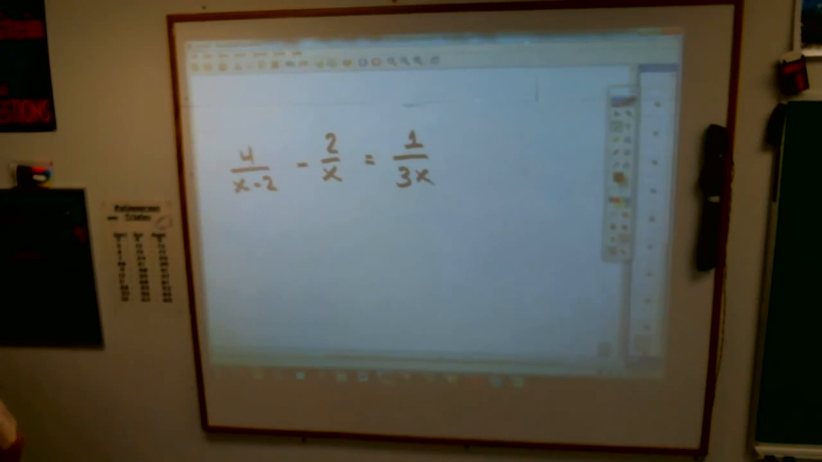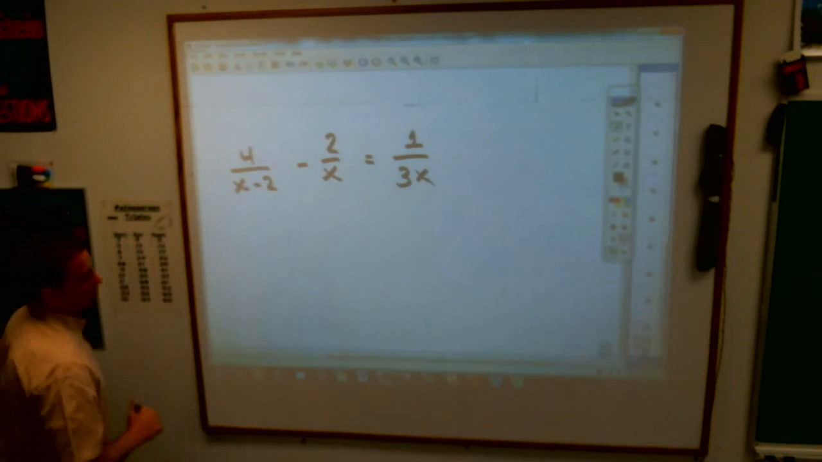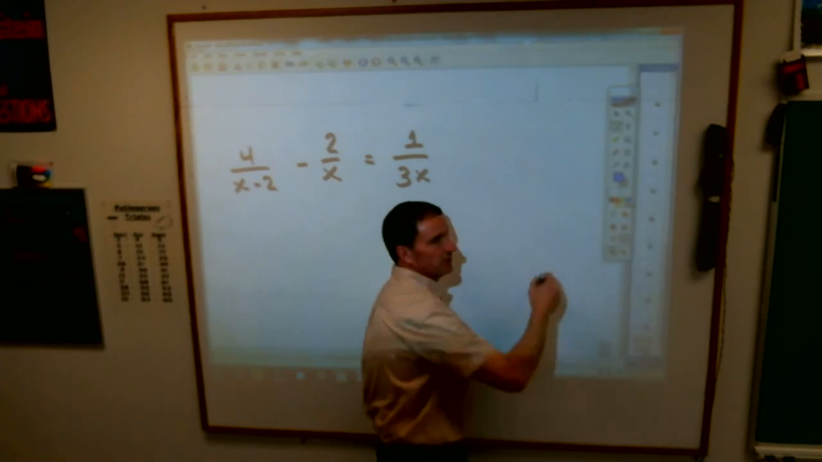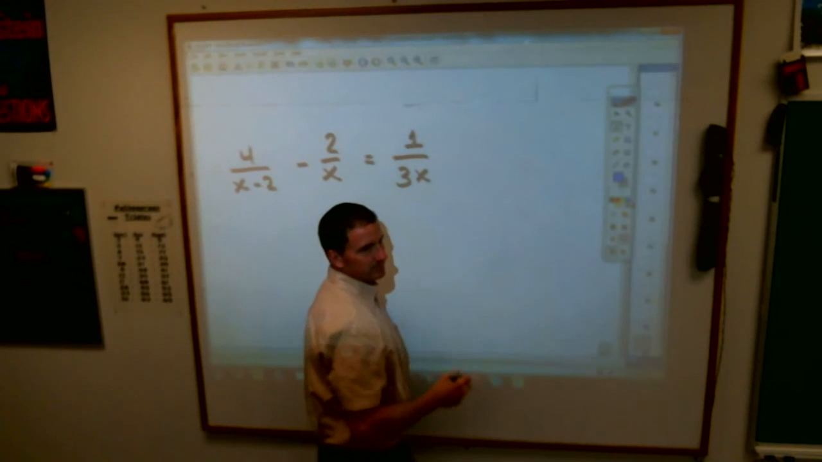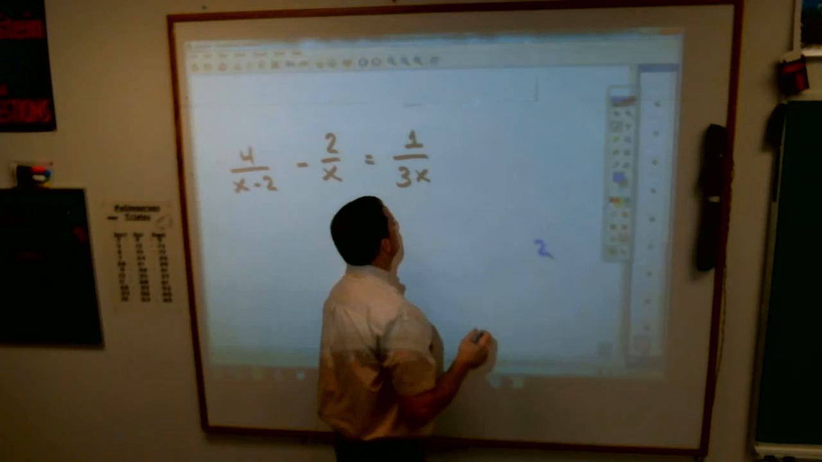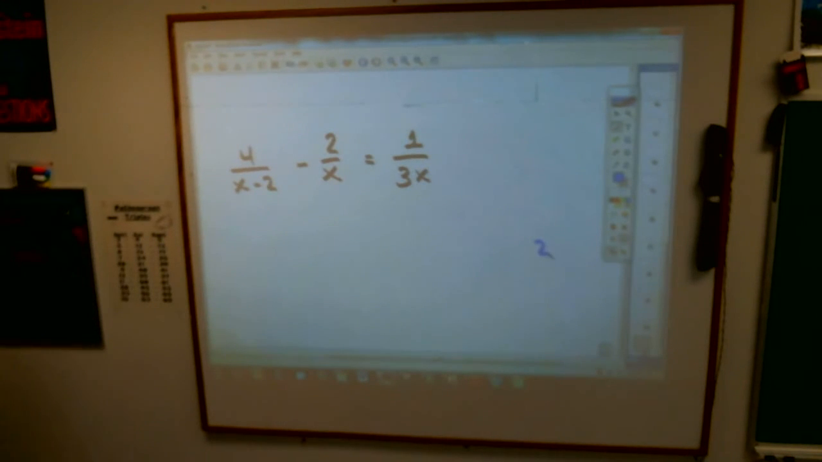Let me check it again, make sure I'm right. Well, I have an improper fraction, but you could obviously change that too. I would like to know your answers. Ryan? X equals 2. Really? Hold on a second, let me make sure I wrote this down. 4 over x minus 2 minus 2 over x equals 1 over 3x.